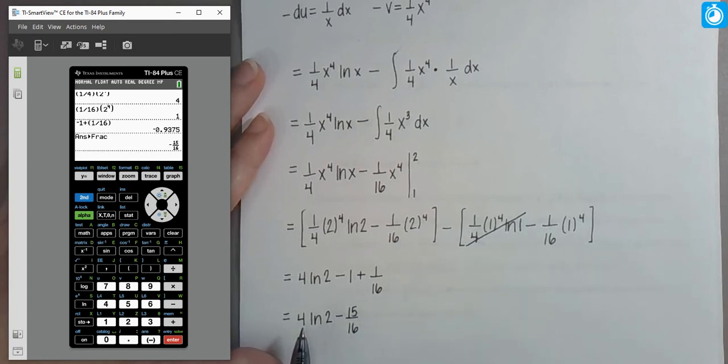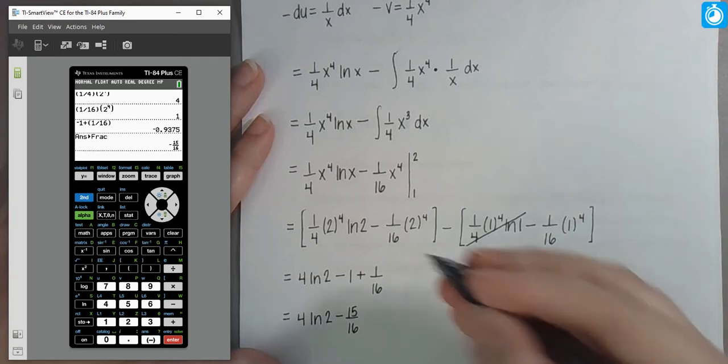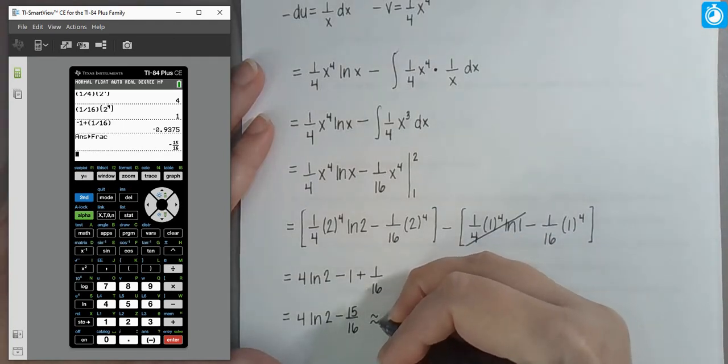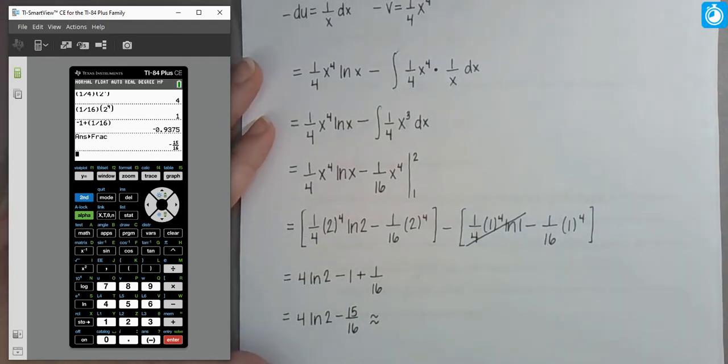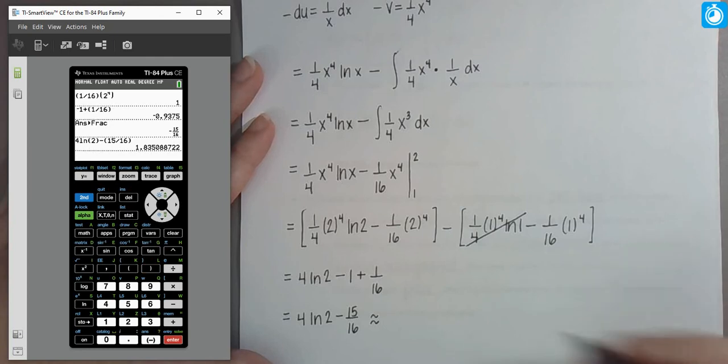The only other way we might rewrite this in a different exact form is maybe getting a common denominator. So if we multiply it on top and bottom by a 16 for our first term, we could get a common denominator. But because these are constants, I wouldn't say that that's really necessary. And of course, then we can get an approximation, and we want to round to 2 decimal places. So 4 times the natural log of 2, well, that's where we suddenly encounter that irrational number, minus 15 over 16 into 2 decimal places, that's approximately 1.84.